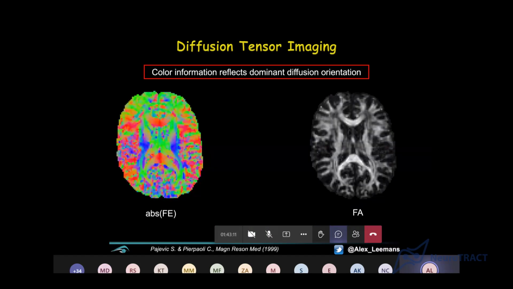Mathematically, remember, I told you that the color information can be easily obtained by taking the absolute value of the first eigenvector, in short FE, the E1 if you want. It's an orthonormal vector, so the norm is 1. If you look at the left image, although it's very colorful, the brightness is the same everywhere, right? Since it's an orthonormal vector, the RGB norm is all 1. On the right, you see a fractional anisotropy map, which basically has the brightness.